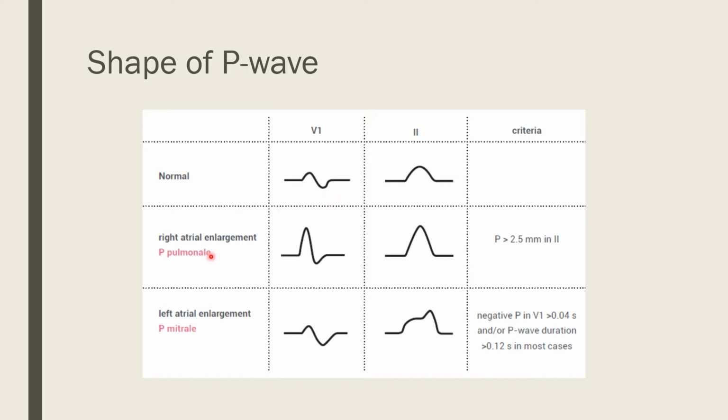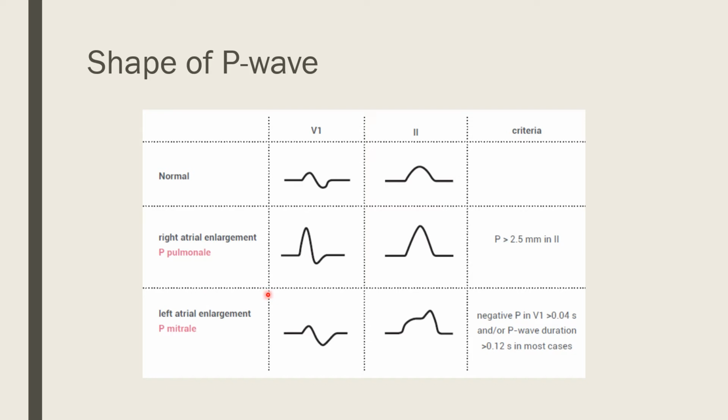In case of right atrial enlargement, the P wave will be taller in lead 2 and V1 or V2. P wave amplitude more than 2.5 millimeter in lead 2 means that there is right atrial enlargement, which is called P pulmonale, because it is usually caused by pulmonary problems.